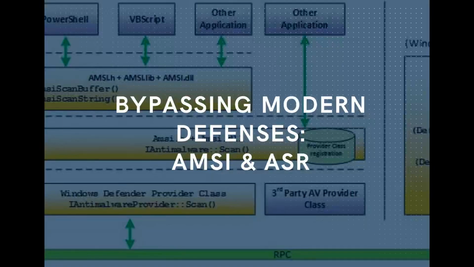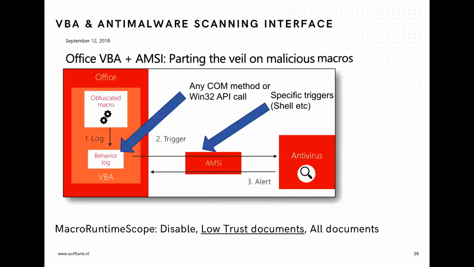But on modern instances of Word and Excel on Windows 10, you might run into modern defenses like AMSI and ASR. And we're going to show you some basics on how to bypass these as well. So Peter will start off with AMSI, and then we'll take over with ASR.